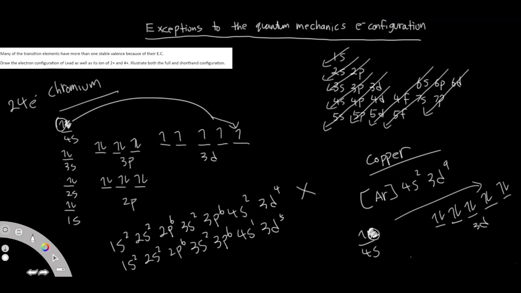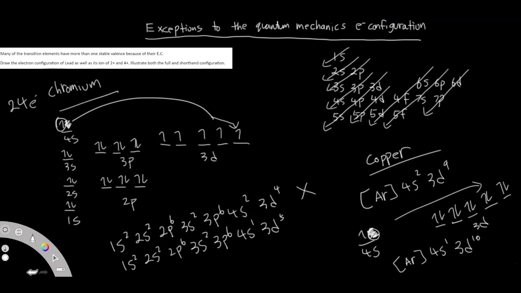So our shorthand electron configuration, instead of 4s2 3d9, would actually become 4s1 3d10. These two are extremely similar. And honestly, it's not just chromium and copper that have this rule. I believe it is also molybdenum, gold, and silver. They also follow this. So these are the exceptions.